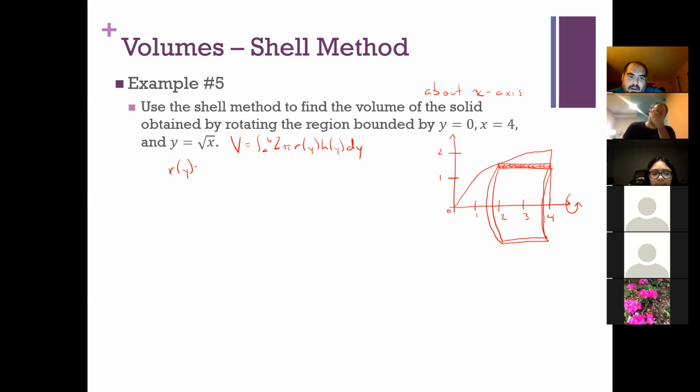Since our axis of rotation is horizontal, the radius is going to be some vertical distance. In this case, it's going to be as simple as y. How about the height?